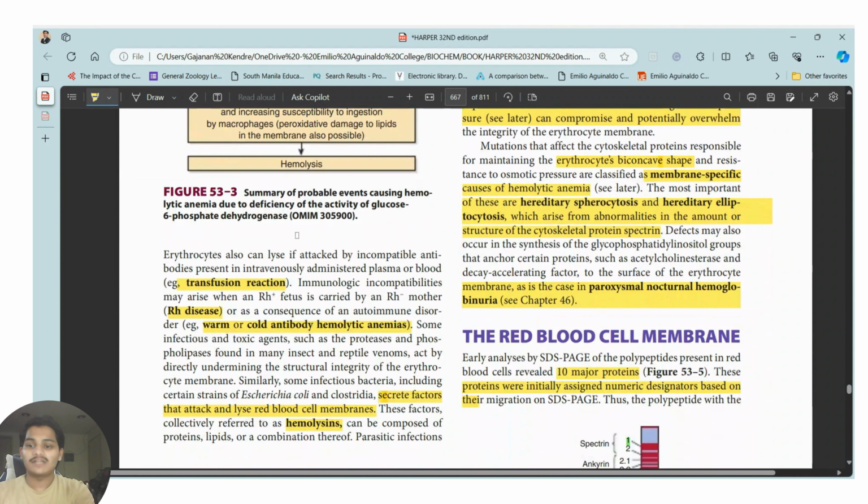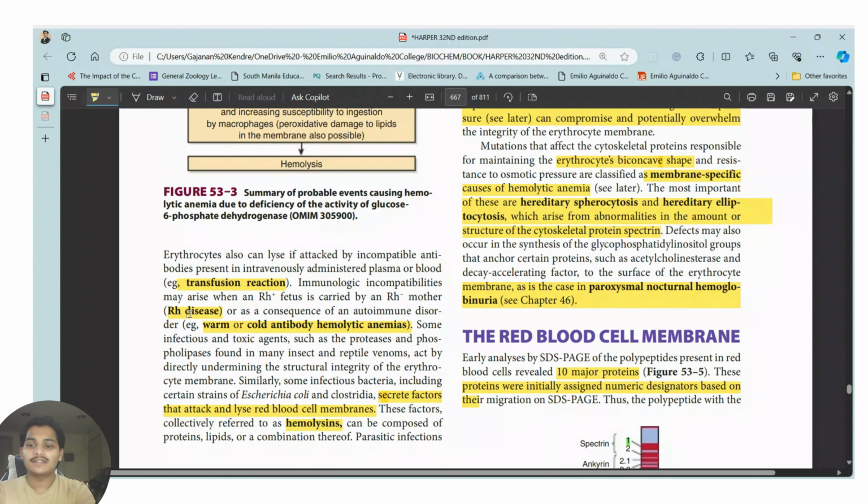Then there are some transfusion reactions: Rh disease, warm and cold antibody hemolytic anemias, and hemolysis. In the transfusion reactions, that means if a person receives a transfusion from another person by an incompatible match, which will lyse the RBCs of this person, it means incorrect transfusion, we can say mismatch transfusion, in the case of mismatch transfusion.